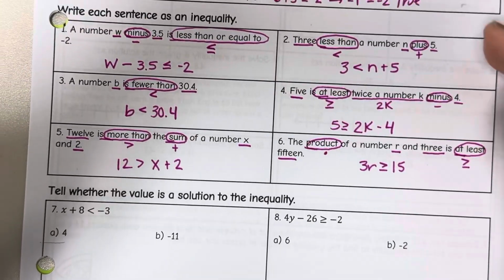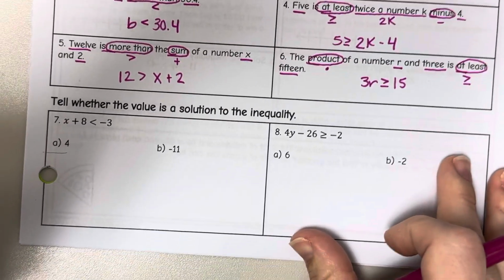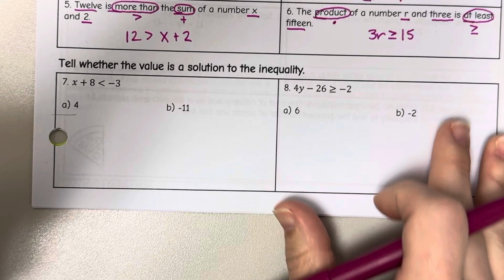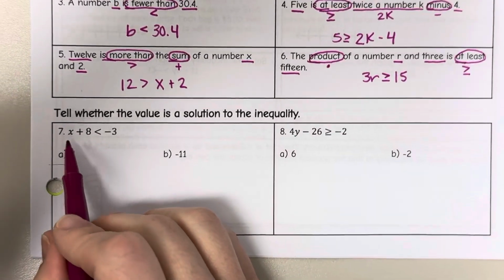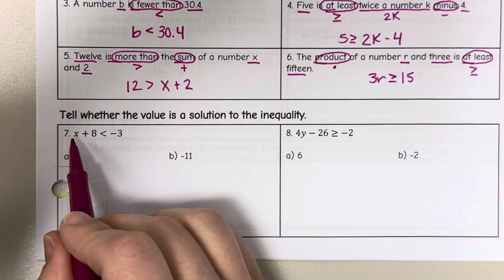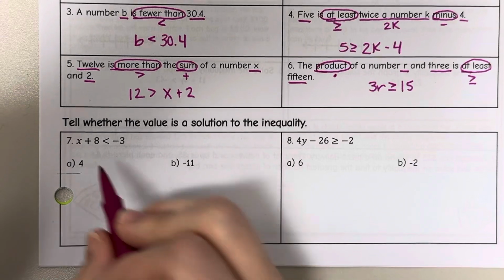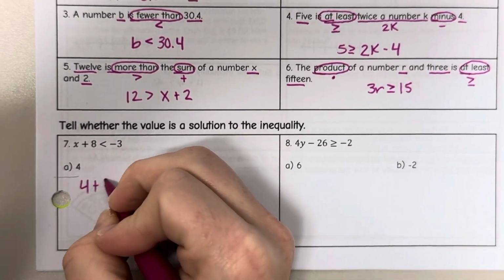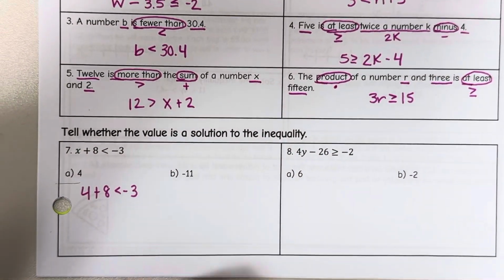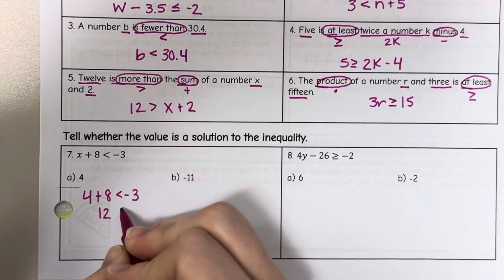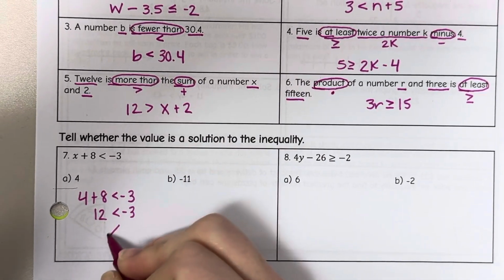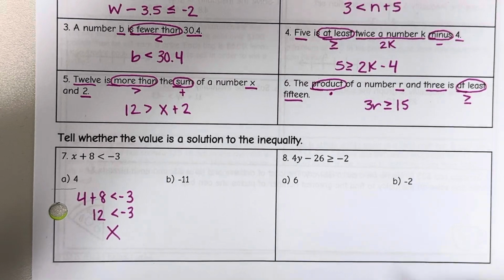So we need to know how to turn sentences into an inequality. Also working on testing if a value is a solution as well. So again, I'm going to plug these in for the variable and see if it's true or false. If it's true, it's a solution. If it's false, it's not. So I'm going to plug in 4. So 4 plus 8 less than negative 3. 4 plus 8 is 12. 12 is not less than negative 3, so it's not a solution.